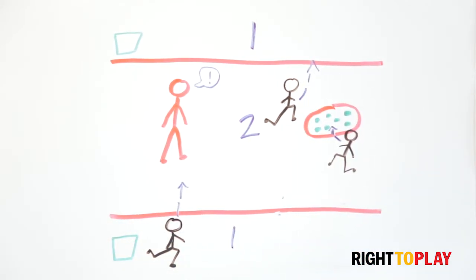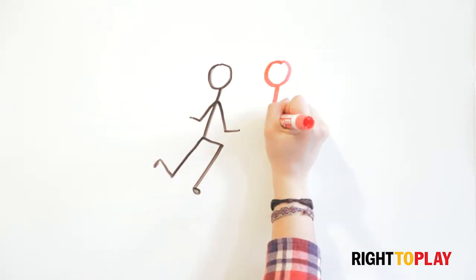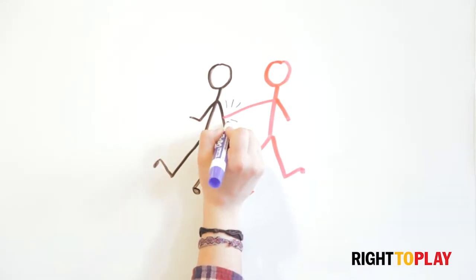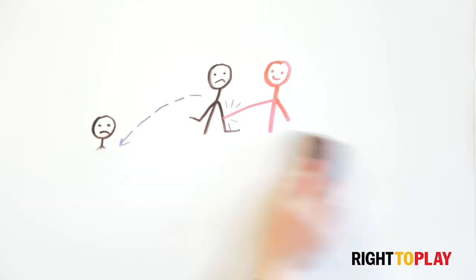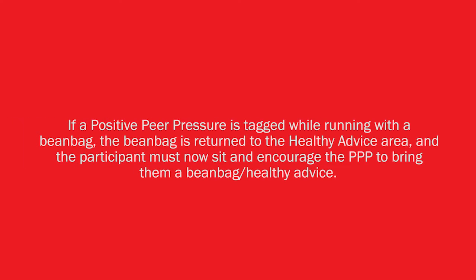Step 3. If positive peer pressure are tagged, they sit down where they were tagged. If a positive peer pressure is tagged while running with a beanbag, the beanbag is returned to the healthy advice area, and the participant must now sit and encourage the positive peer pressure to bring them a beanbag/healthy advice.